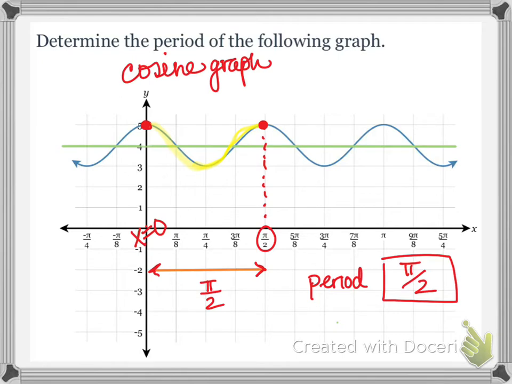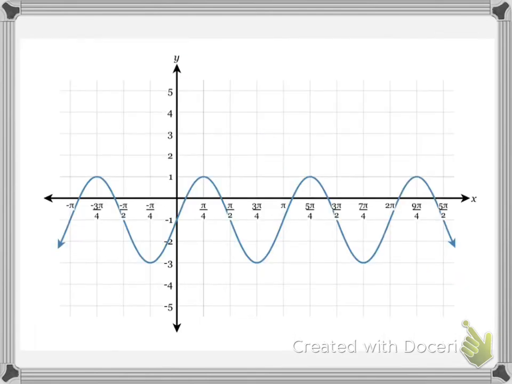Let's try one more. I think I have one more example here. Yep. Let's do our midline. So there's our midline. Where does our blue graph start? Well, in this case, is it starting on the midline or above the midline? Well, at x equals 0, it's starting on the midline. So the graph is going to go up, and it's going to go down, and then it's going to go up again, and that's where it stops.